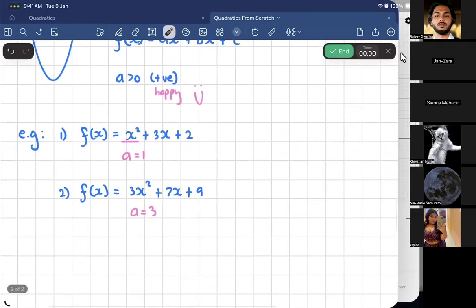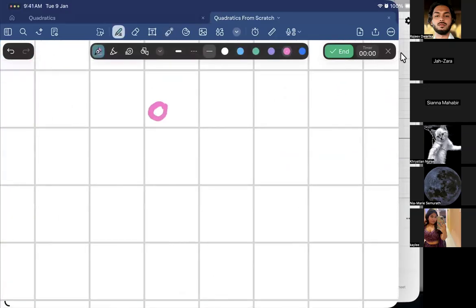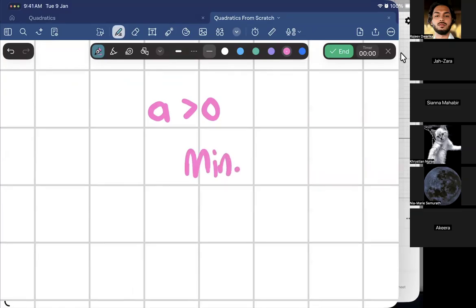Okay. So just to summarize, once the coefficient for x squared, A, is more than 0, are we dealing with a maximum turning point or a minimum turning point? Minimum. Right, we're dealing with a minimum. Jazara, let me know if you're confused by that. You're sure? Okay.